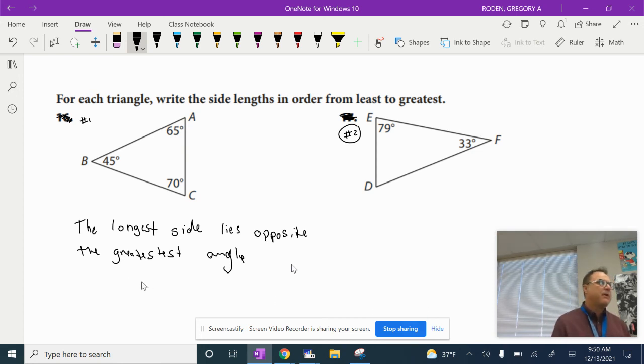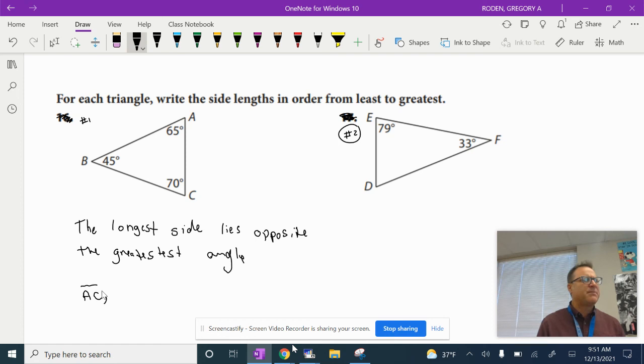Okay. All right. So Sam, what angle is the smallest? The smallest angle is angle B. Angle B. What side lies opposite angle B? Side AC. So AC is the smallest side in this triangle. Does everyone understand that? Okay. Now I will say this, ladies and gentlemen. Do we agree that AC lies opposite B? Okay. Sam, what would go next after that?